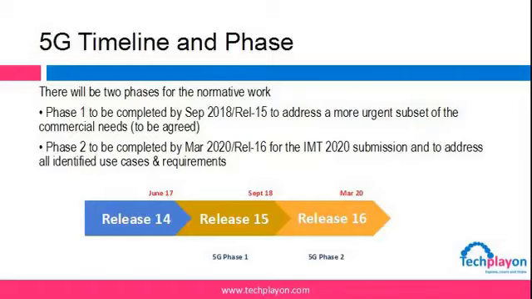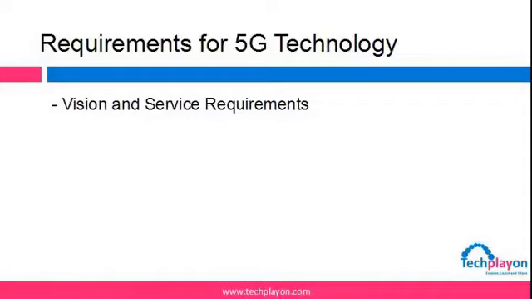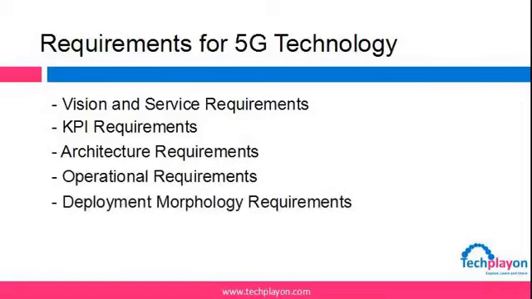Non-standalone NR means new radio is going to be deployed with LTE, where LTE is going to anchor the NR cell. Whereas in standalone NR deployment, an NR cell can independently work. Now we can move to the requirements for 5G, and these requirements can be categorized as vision and service requirements, KPI requirements, architecture requirements, operational requirements, and deployment morphology requirements.